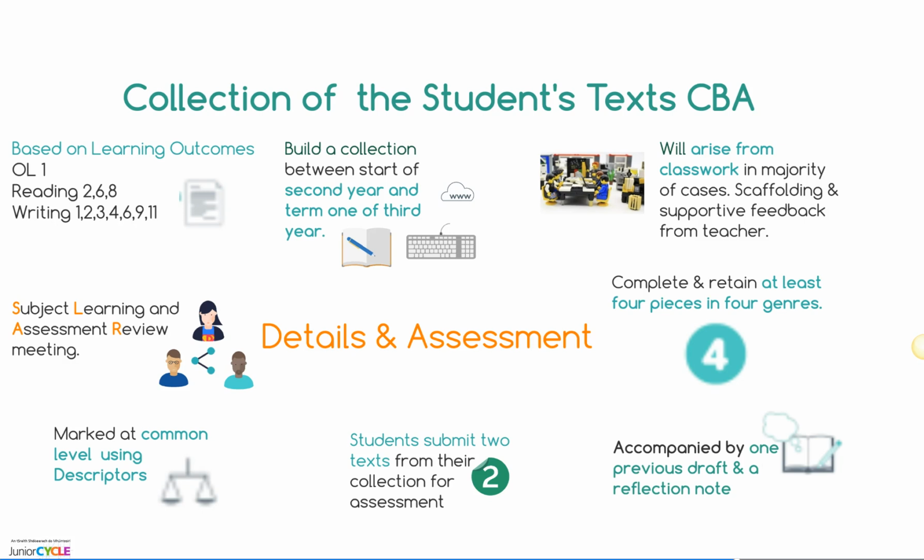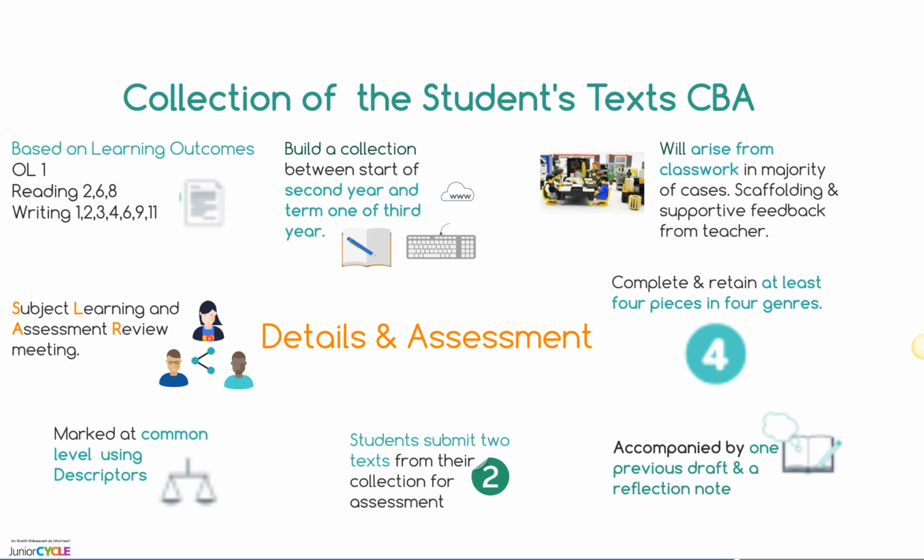The collection of the students' texts is based on a number of learning outcomes, and students build their collection between the start of second year and the end of term 1 in third year. In the majority of cases, therefore, the work from the collection will arise from the learning experiences created in class. Students will draft pieces, and having received feedback from their peers or from their teacher, will redraft, complete, and retain at least 4 pieces in 4 genres.